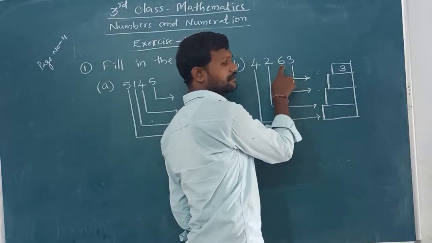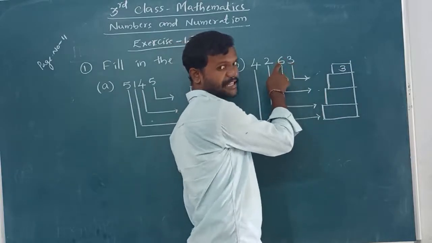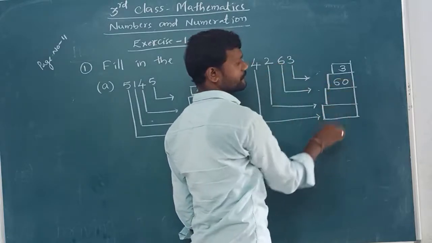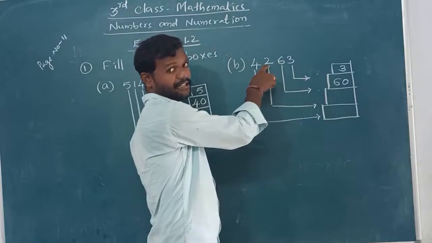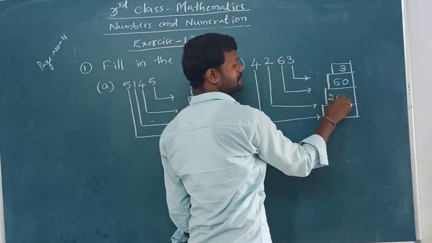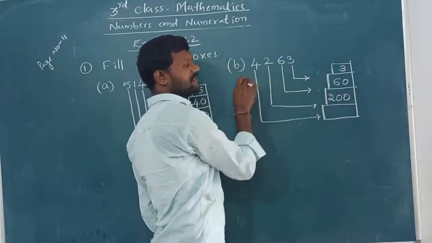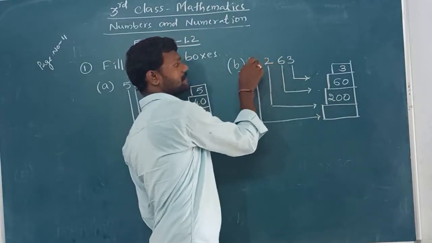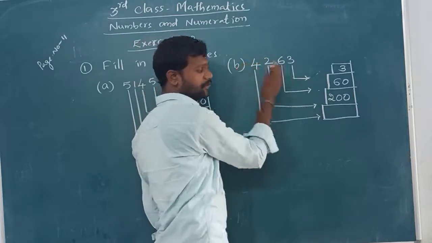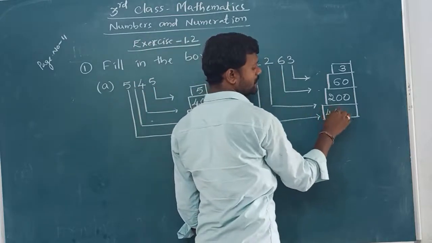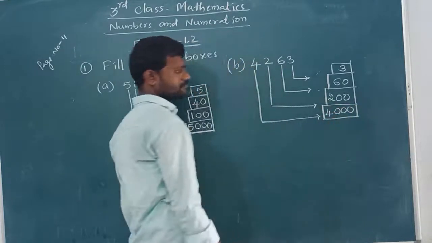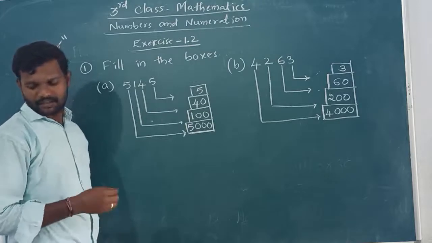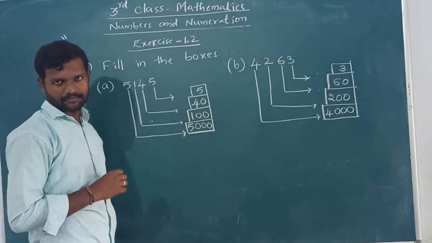6 is in which place? Ones, tens. So 6 is in tens place. So what is the place value of 6? 6 tens are 60. Next, 2 is in which place? Hundreds place. So 2 hundreds. Next, 4 is in which place? Ones, tens, hundreds, thousands. So 4 is in thousands place. So what is the place value of 4? 4000. Okay. It is the second problem in the bit. Like that, every number we have to write.